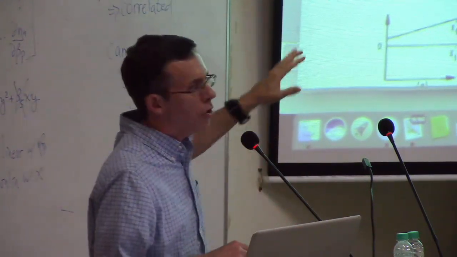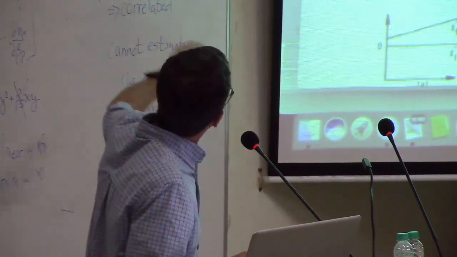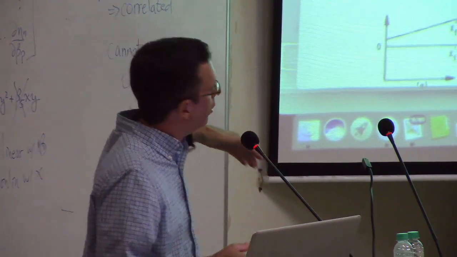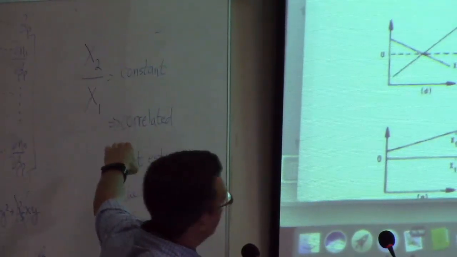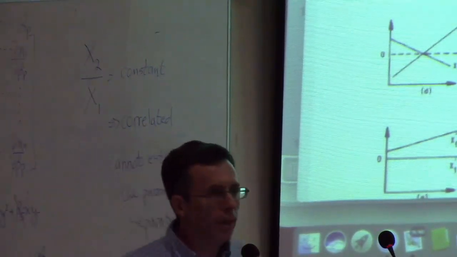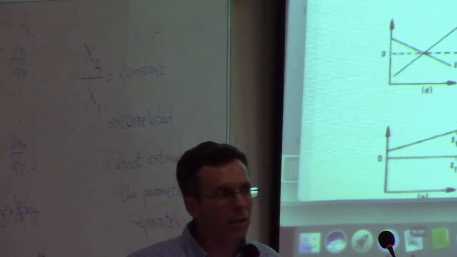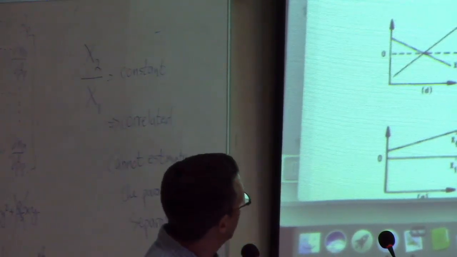So what you can do, I'm going to show you how to do this. When you plot your scaled sensitivity coefficients, you can take one and divide it by the other, and if you get a constant, then you cannot estimate them. So let's take a look here.